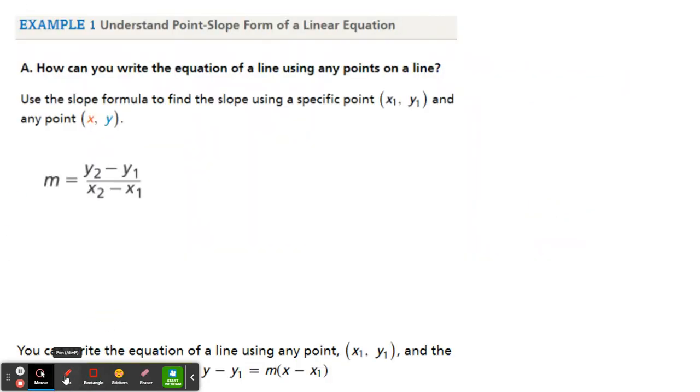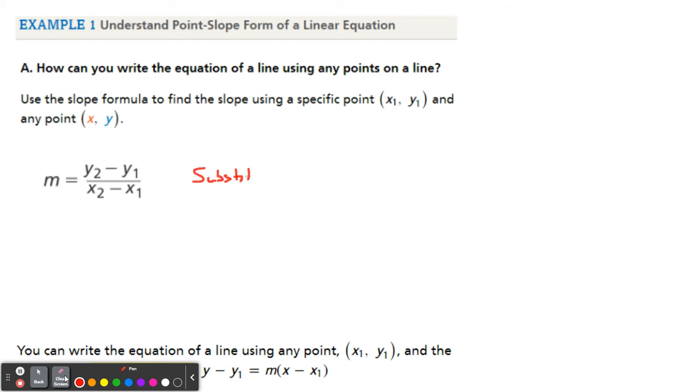All right, so let's take a look here. Example 1, it says, how can you write the equation of a line using any points on a line? So we're going to use the slope formula to find the slope using a specific point x1, y1, and any point x, y, okay? So here is your slope formula. So the first thing we're going to do is notice that we don't have x2, y2, we have x, y. So we're going to substitute.